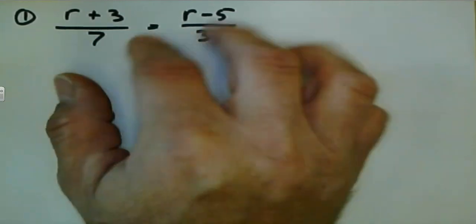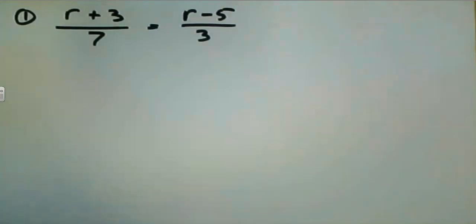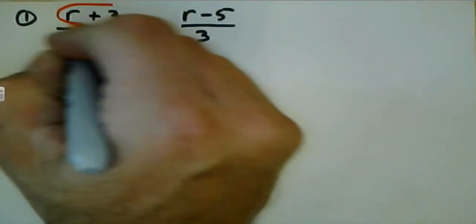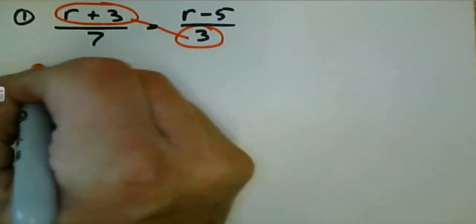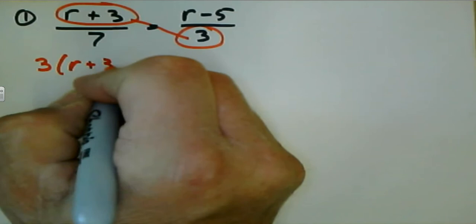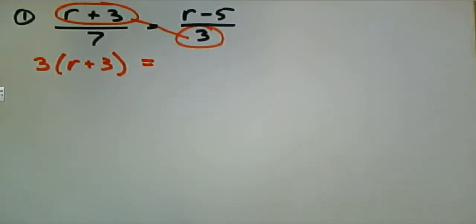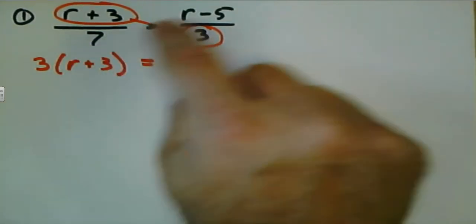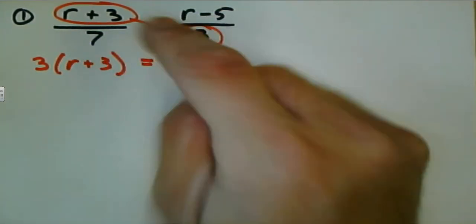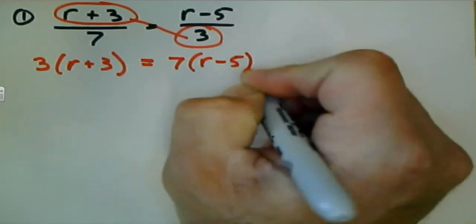Unfortunately, you're going to have a variable either on the top or bottom or the left and right, and vice versa. So you're just going to take one of them, circle it, go across. So the numerator and the denominator, you're going to set it 3 and then multiply it by the r plus 3. Because they're equal to each other, you have to set this equal. And then you have the other side, and you can clearly see it, 7 times r minus 5.